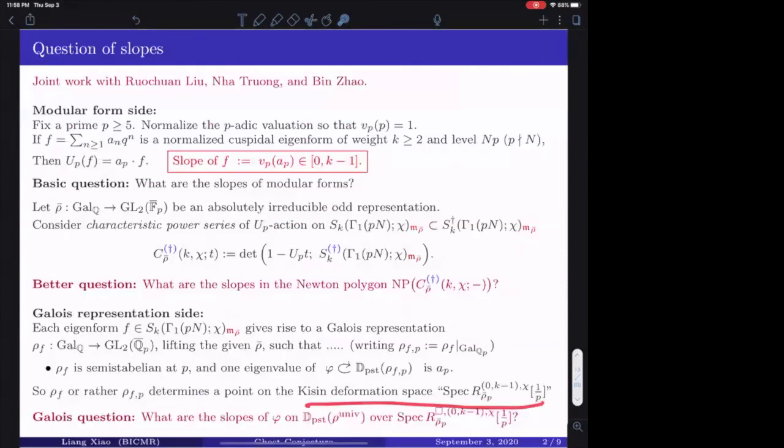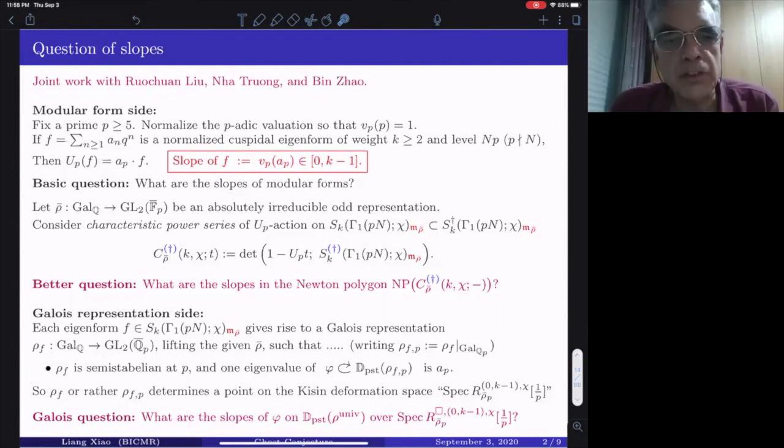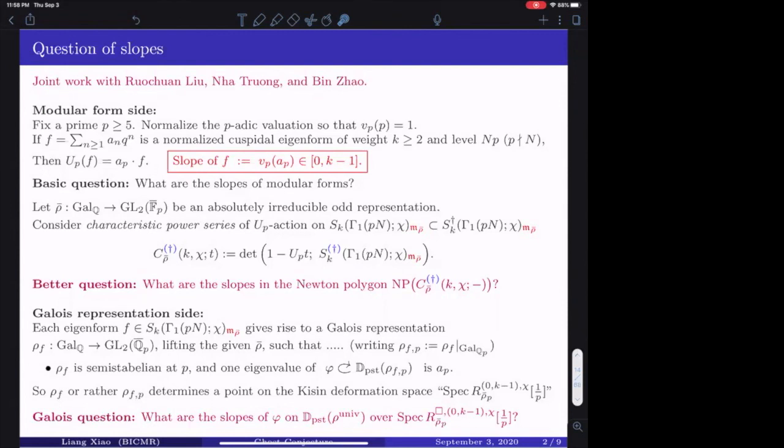Kisin deformation space, and there's a sort of universal thing here, and the phi would act on it by something. If you believe this conjecture by Buzzard and Emerton, these slopes should be integers. So they will kind of jump discretely. And these slopes should precisely be the slopes you see here. And I guess somehow this should not depend on any sort of the global data. I see. Yes. Okay, thank you. Yeah, it's not the proof, but this makes sense.